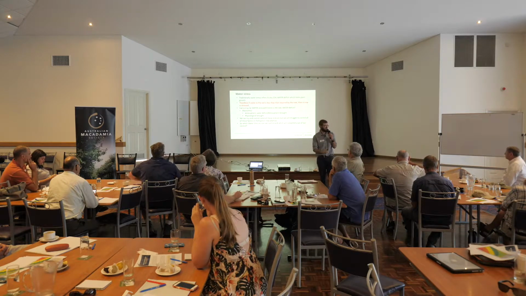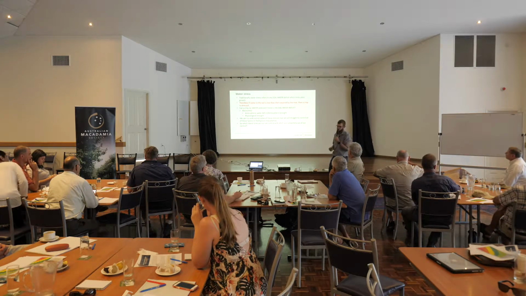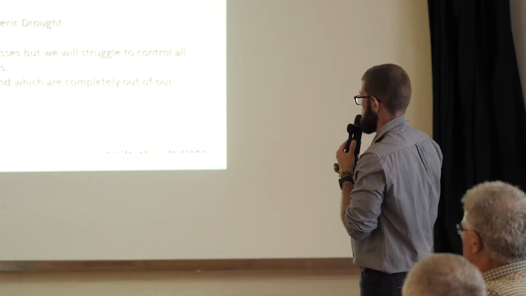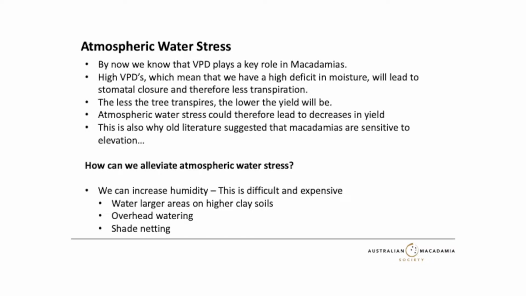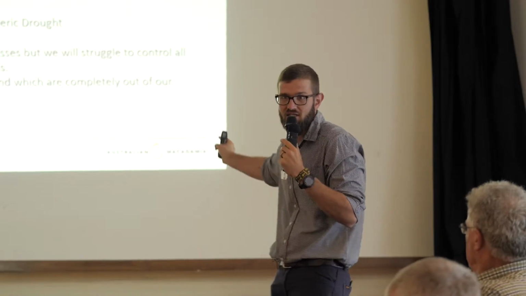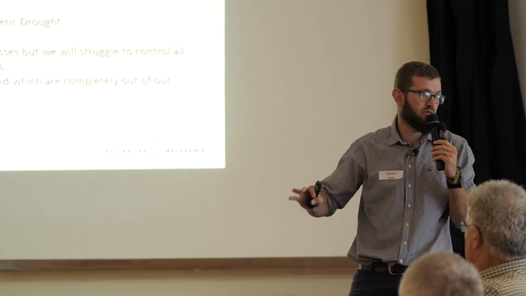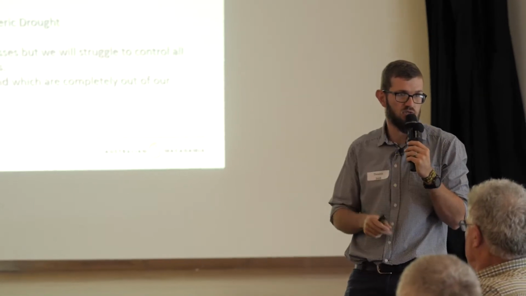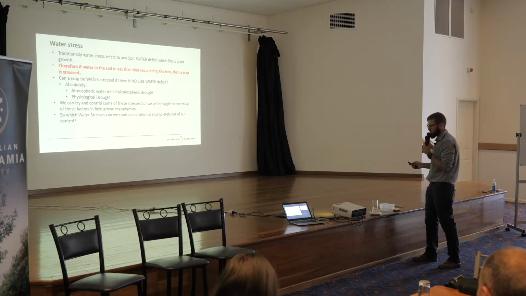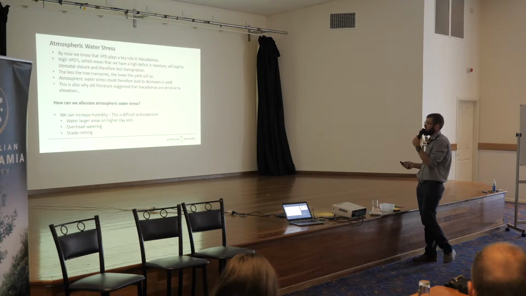Okay, so there's different types of stress, and we need to try and understand that. One of them is atmospheric water deficit or atmospheric drought, and the other one is physiological drought. The one thing we need to remember is that we can control some of these factors, but we can't control all of them. This is something we just need to realize. Okay, so which ones can we control and which ones can't we? Let's look at some of them.